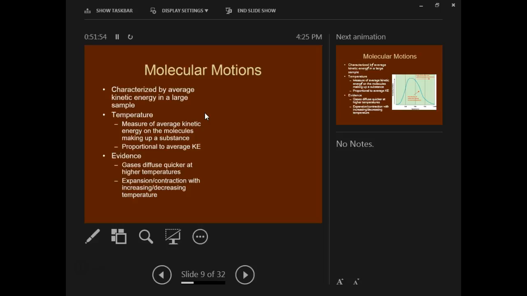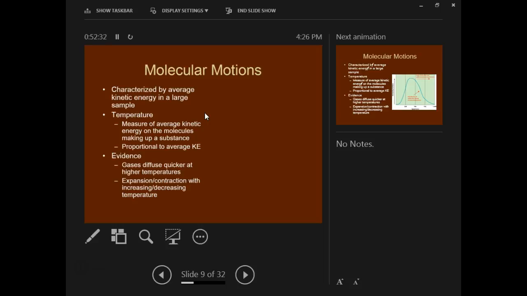What is the energy of motion? Kinetic energy, okay? But it's characterized by an average kinetic energy over a large sample, over the entire sample. Now, remember I said every molecule is moving. Some may be moving fast, some may be moving slow, but they're all moving. So what you do, you average the kinetic energy of all those molecules in that large sample. And guess what? That's a measure of the average kinetic energy over the entire sample.